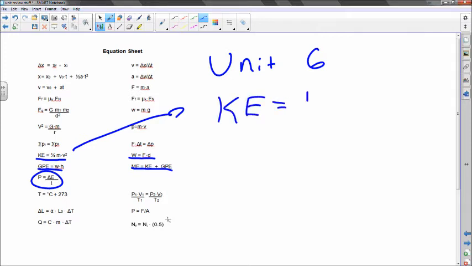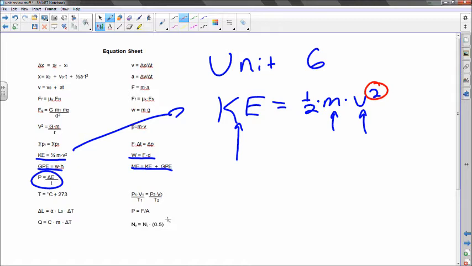KE equals 1/2 m times v squared. This is the kinetic energy equation. It lets you calculate the amount of energy an object has because of its movement based on its mass and its velocity. This isn't too hard of an equation to use, except you have to remember that the velocity here is squared. So when you put it in to find the energy, you got to make sure you square the velocity, take half the mass, and then multiply. Remember your order of operation.